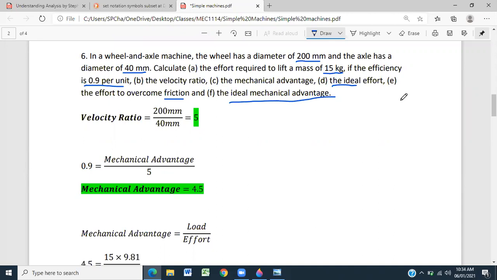Okay. First things first, velocity ratio. We know pi d, it's a wheel and axle machine, yet again, right? So we know pi d, the pi's cancel out, so it's essentially just the diameter of the wheel divided by the diameter of the axle. 200 millimeters divided by 40 millimeters, so no need to convert. 200 millimeters divided by 40 millimeters is equal to 5. 5 is the velocity ratio. Again, a unitless term, no newtons, no kilograms, no nothing. It's just a term that describes the machine.